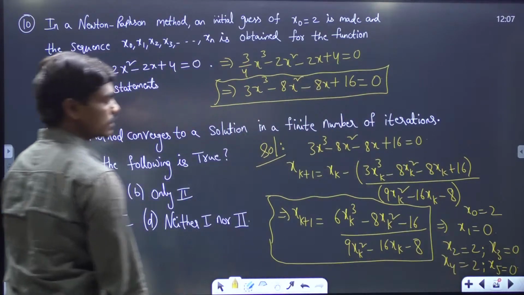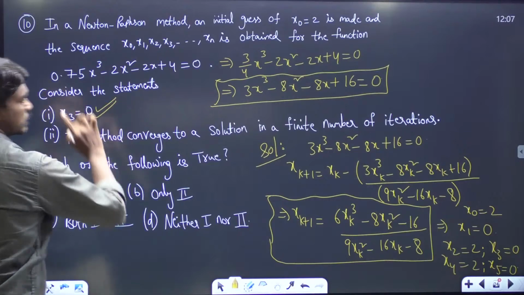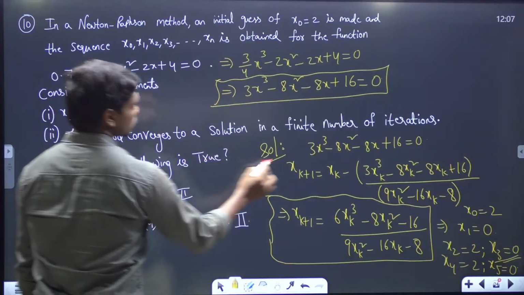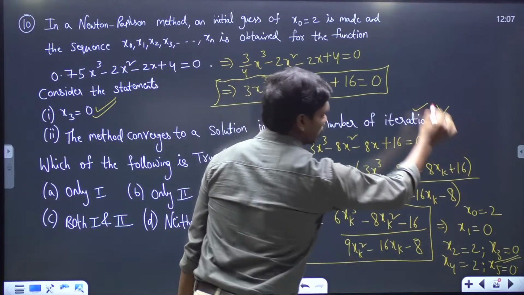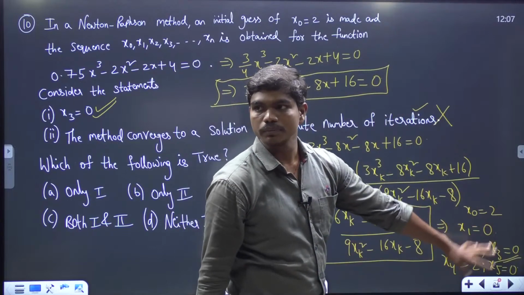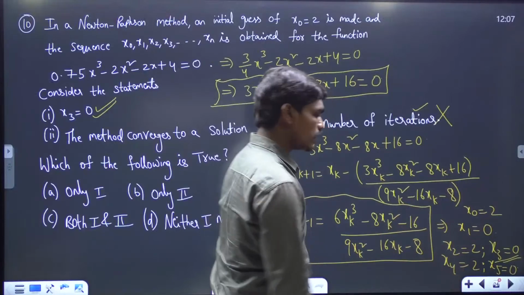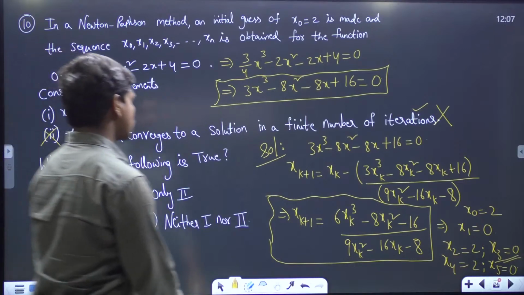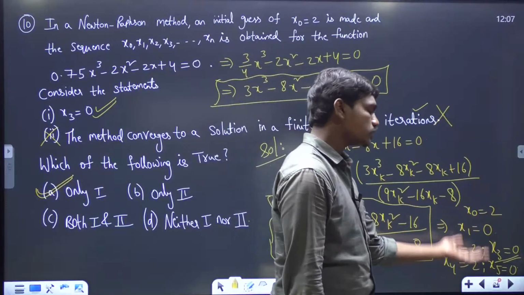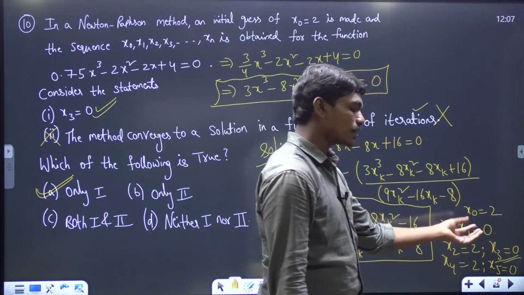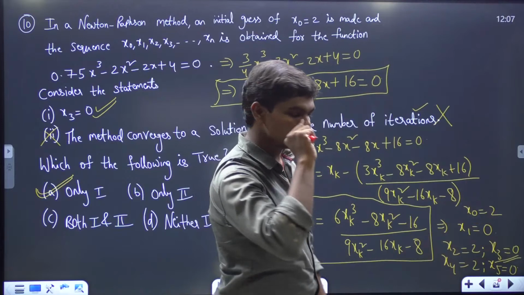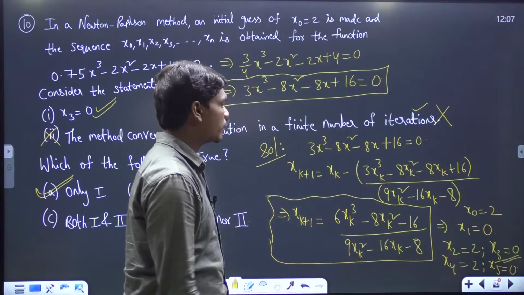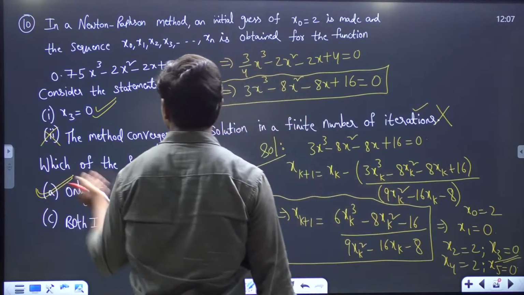So let us consider the two statements now. x3 is equal to 0. Yes, this is correct because we obtained x3 is equal to 0 here. Next, this method converges to a solution in a finite number of iterations. No, this is wrong because this 0 and 2 keep on repeating alternately, but they don't converge to a solution. So only the first is correct and the second is wrong. They just give you 0 and 2 alternately. Correct, all of you. Jay, Kamaluddin, Neeraja. So all of you are correct, and this is option A.